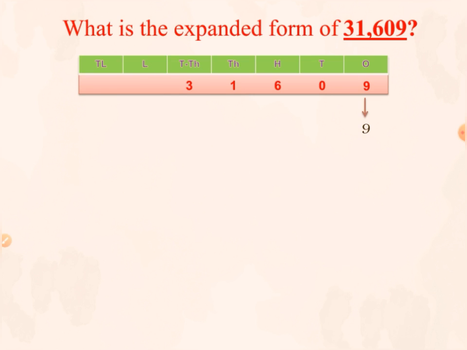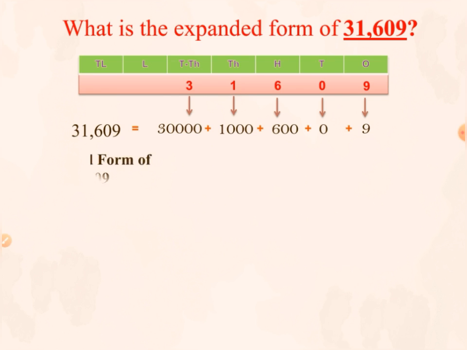So 9's place value is 9, 0's place value is 0, 6's place value is 600, and 1 is 1000, and for 3 it is 30,000. So we'll write them in expanded form. To write them in expanded form, we have to add all the place values in this way, isn't it? But here you can see that in the expanded form we have 0 also.